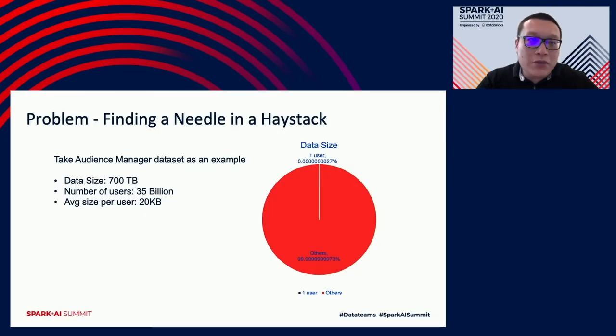So let's see what's the problem. The problem of locating a customer record based on user identity is like finding a needle in a haystack. There are too many unnecessary scans. Taking the Audience Manager dataset as an example, this dataset contains 700 terabytes of data, which includes 75 billion users. The average user record size is 20 kilobytes. Therefore, finding a user with ID information is equivalent to finding 20 kilobytes of data in 700 terabytes of data.